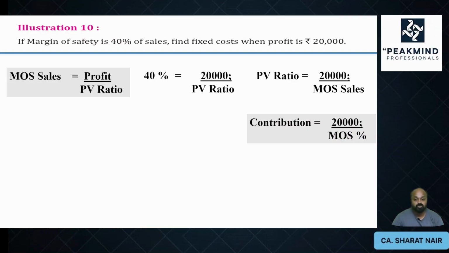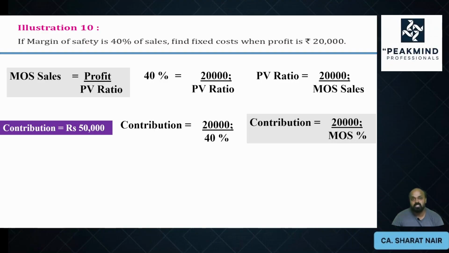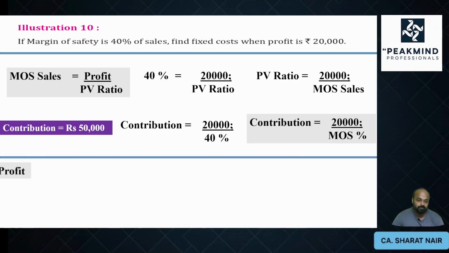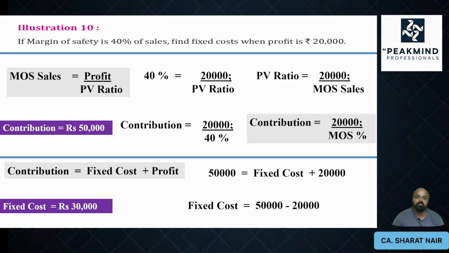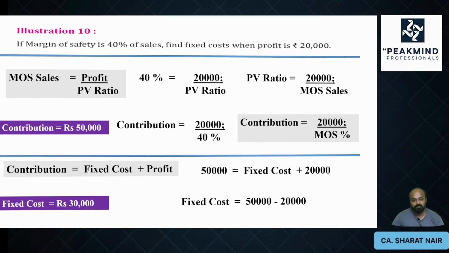So can I write like this? Contribution is equal to 20,000 divided by margin of safety percentage. If I can write like this, things are much easier. So contribution is equal to 20,000 divided by 40%. So the contribution I will arrive at is 50,000. Now contribution is equal to fixed cost plus profit. 50,000 is equal to fixed cost plus 20,000. Now 50,000 minus 20,000 is equal to your fixed cost. So hence your fixed cost is 30,000.